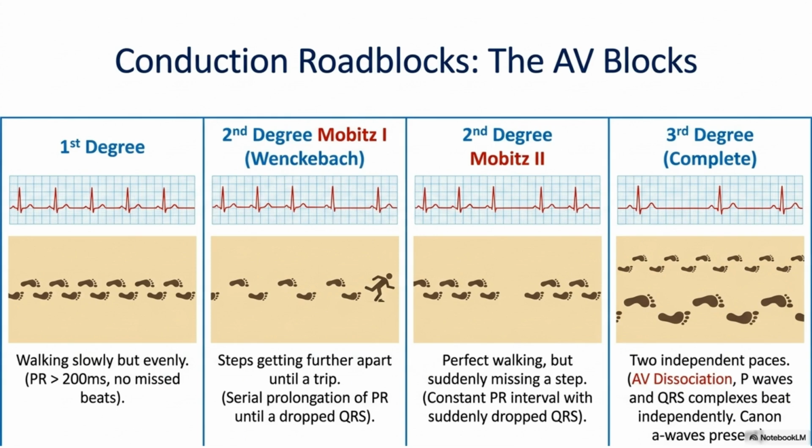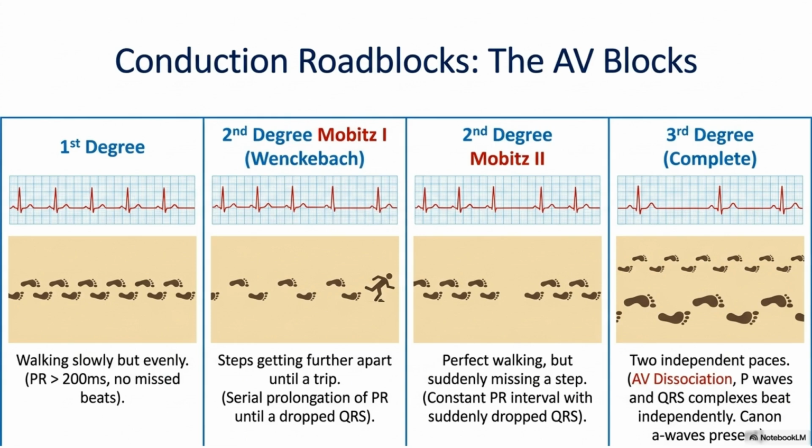Think of these as walking styles. First degree, consistent but slow walking, PR greater than 200 milliseconds. Second degree Mobitz 1, Wenckebach. Steps get progressively further apart until a trip occurs, the dropped QRS.